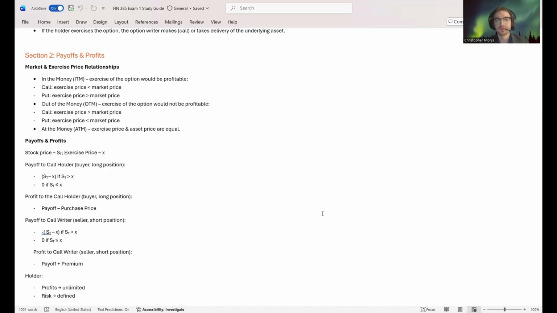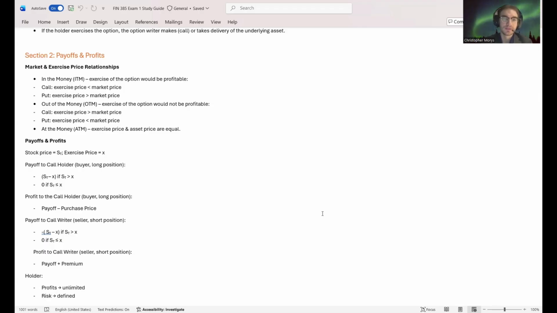All right. Section two, payoffs and profits. So we'll first discuss market and exercise price relationships. In the money, or ITM for short, is when the timing to exercise the option would be profitable. In the case of a call, in the money would be when the exercise price is below the market price. And for a put, you would be in the money if the exercise price was greater than the market price.